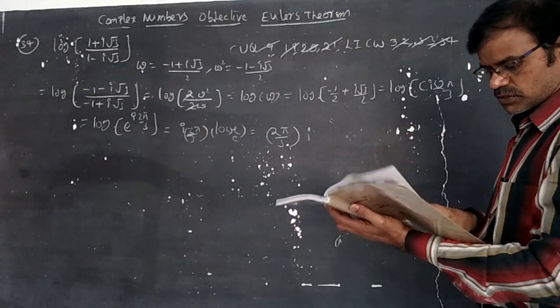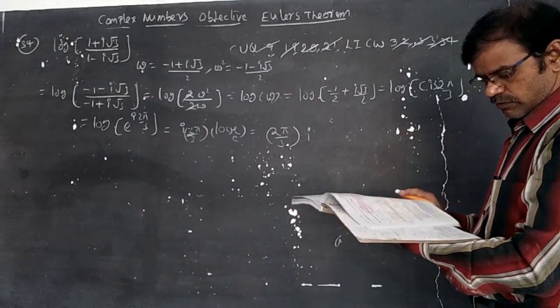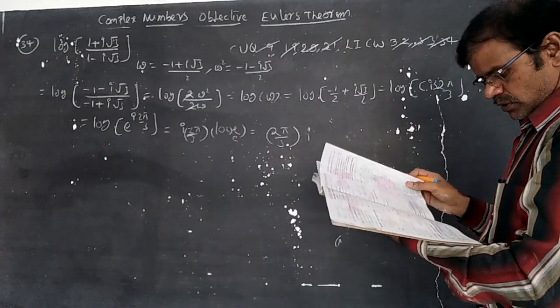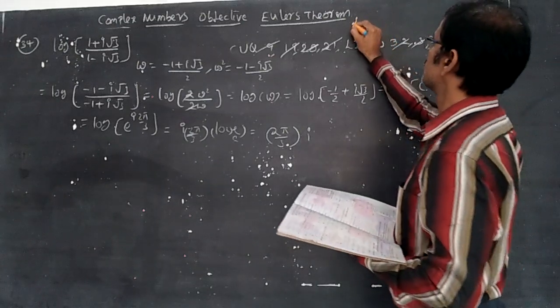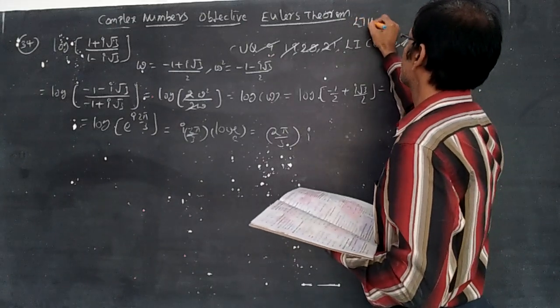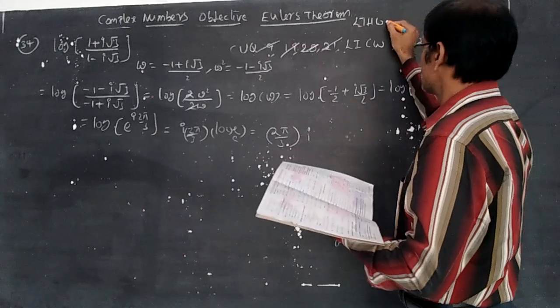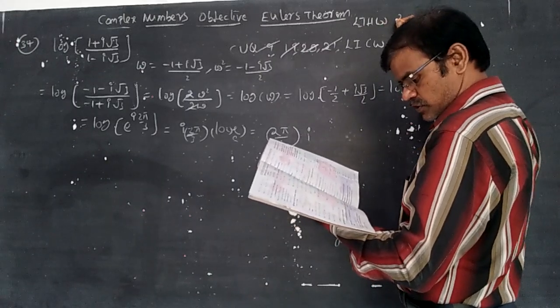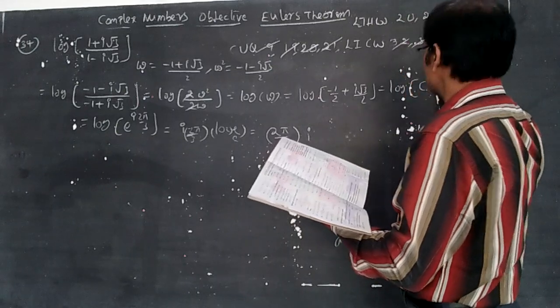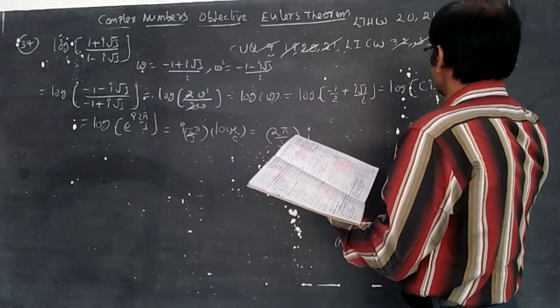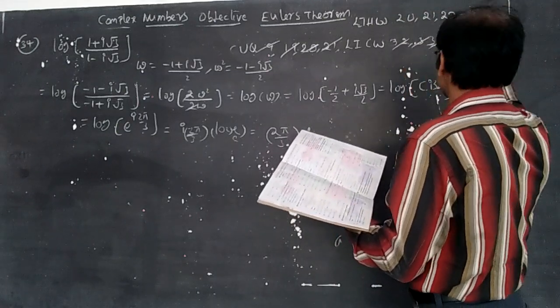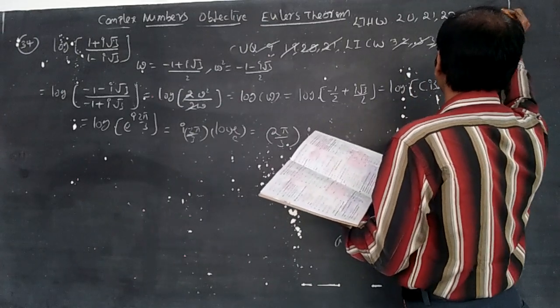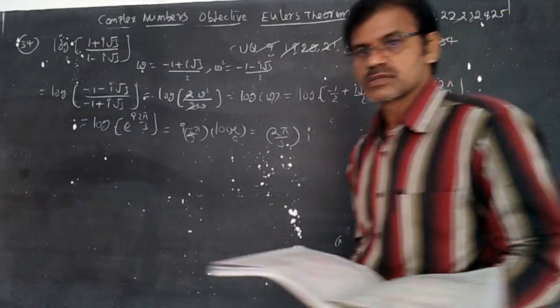Now let us discuss level 1 homework. Level 1 homework sums are 20, 21, 22, 23, 24, 25. It depends upon Euler's formula.